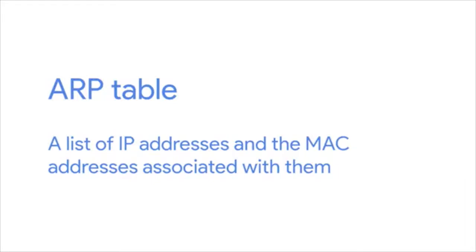ARP is a protocol used to discover the hardware address of a node with a certain IP address. Once an IP datagram has been fully formed, it needs to be encapsulated inside an Ethernet frame. This means that the transmitting device needs a destination MAC address to complete the Ethernet frame header. Almost all network-connected devices will retain a local ARP table. An ARP table is just a list of IP addresses and the MAC addresses associated with them.